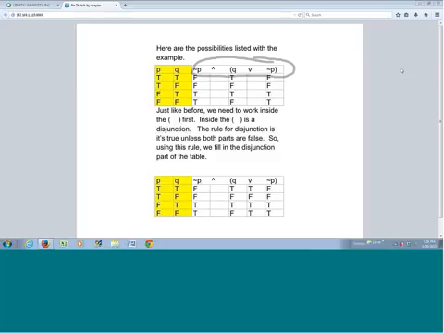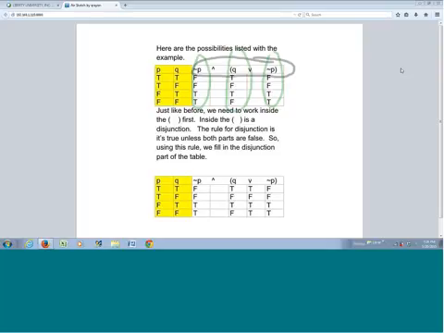P is true, true, false, false. So here's my negation of P: false, false, true, true. Q is true, false, true, false. So in my Q column, I wrote true, false, true, false. And here's negation of P again. P is true, true, false, false, so negation of P is false, false, true, true.